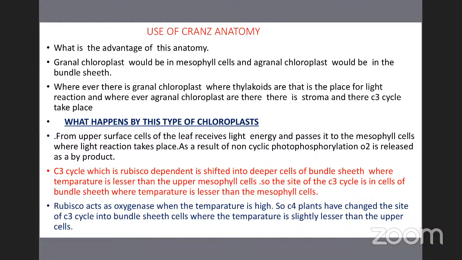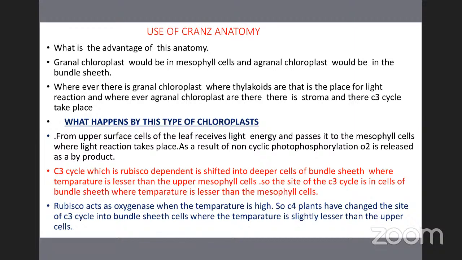Why are the grana restricted only to mesophyll, and why are the agranal restricted only to bundle sheaths? Why not vice versa, or reciprocal? There is a reason for this type of arrangement. And what is that? Let us see. The upper surface cells of the leaf receive sunlight and pass it into the mesophyll cells, where the light reaction takes place. As a result of non-cyclic photophosphorylation, oxygen is released as a byproduct.